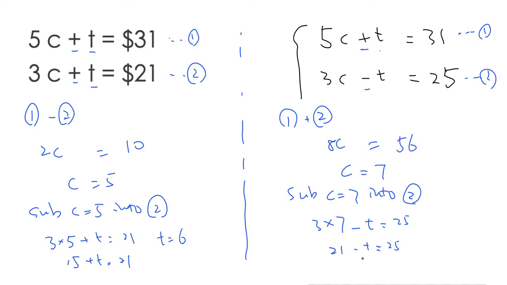What you can do is move that 21 to the other side. So I minus 21 from both sides. We have negative t equals 4. And there is a negative before t, so we're going to times or divide by negative 1, and you can get rid of the negative. So t equals negative 4.